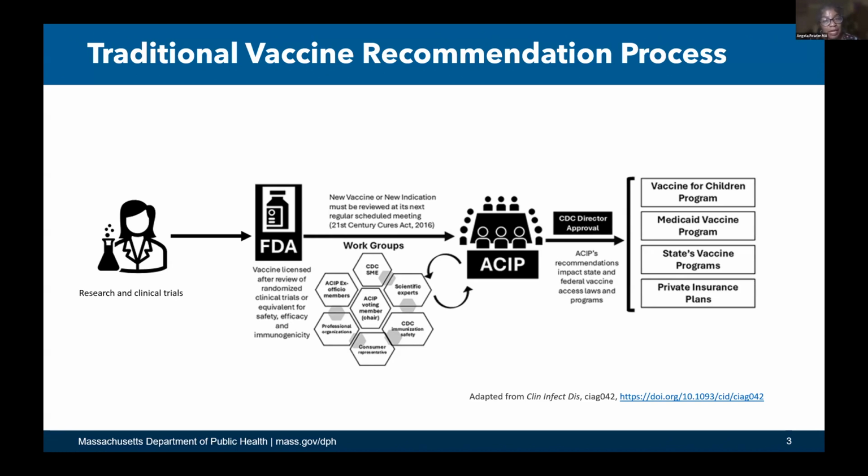And the ACIP is a committee of experts from around the country. It is not part of the government. It's supposed to be independent of the CDC and the government agencies. But it's people who are expert in vaccines who consider how this new vaccine product should be used, and who should get it, and how many doses should they get.